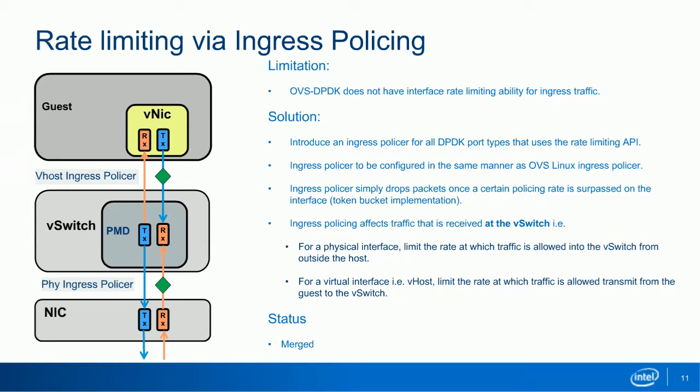And again, just as a reminder, when we say Ingress, it's Ingress from the point of view of the switch. So for a physical NIC, in this case, traffic being received on that physical NIC and being passed to the switch will be dropped. And from a virtual port, it's traffic being transmitted from the guest, i.e. being received at the virtual switch from the guest, that'll be dropped. So essentially, you're limiting the guest transmit capability.